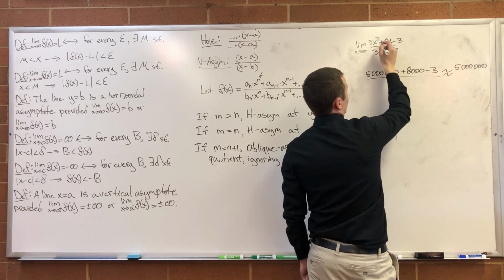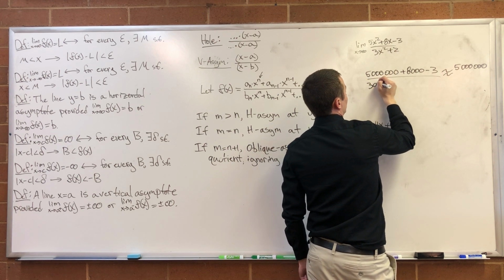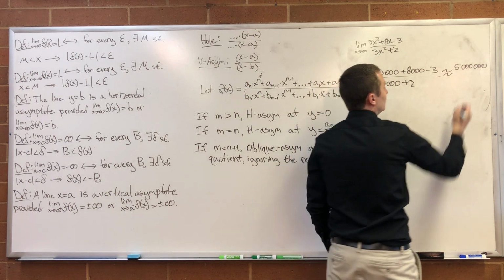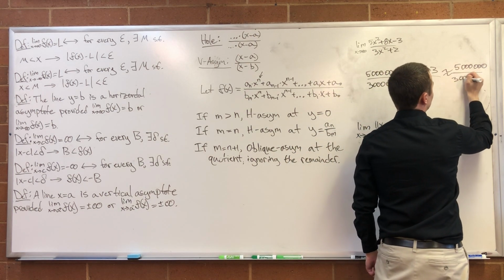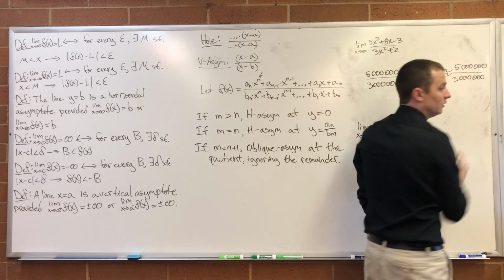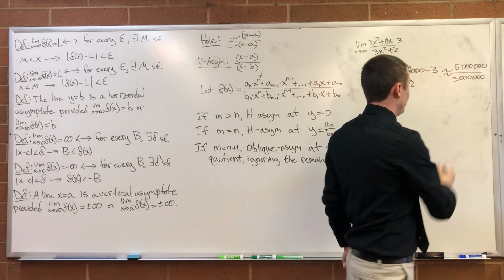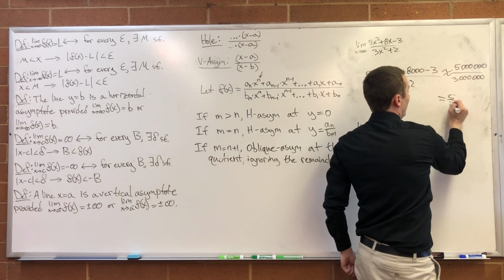And let's look at the denominator. What do we have here? We have 3 million plus 2. What's that really close to? 3 million. So what does that equal? 5/3. 5/3.